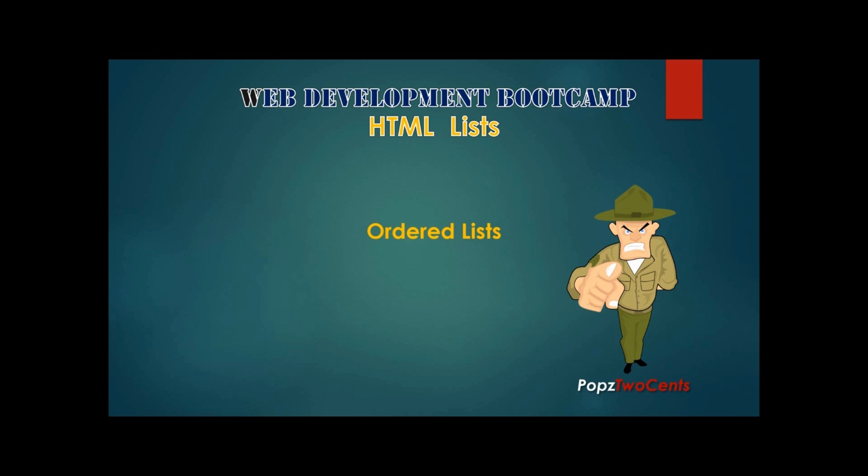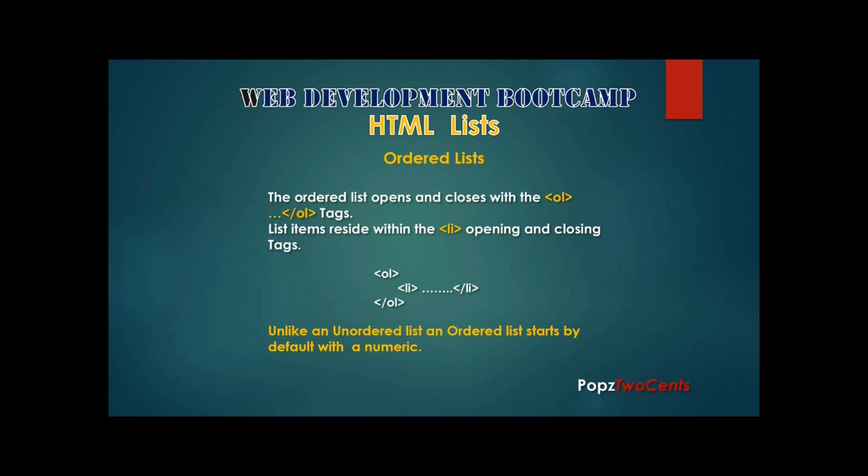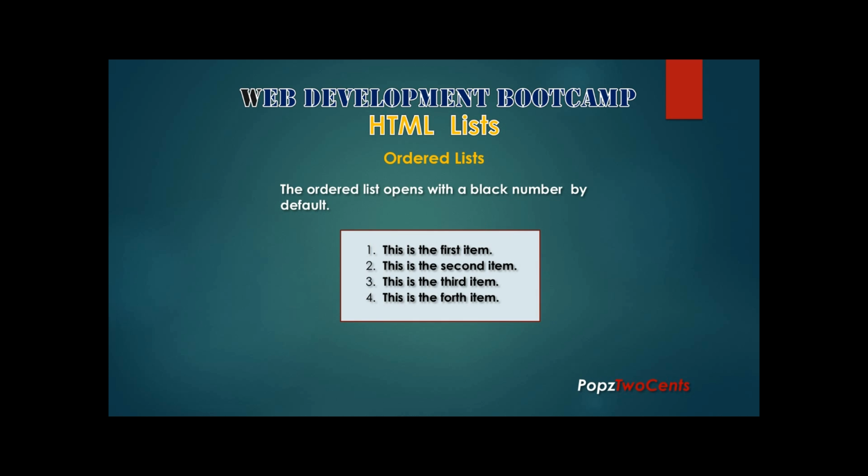Let's look at the ordered list. The ordered list opens and closes with the OL tags. List items reside within. Unlike an unordered list, an ordered list starts by default with a numeric. Here's a sample of some output.